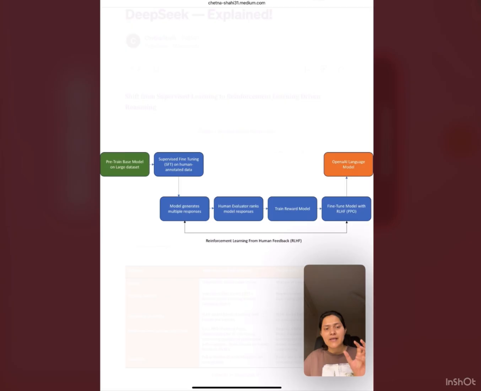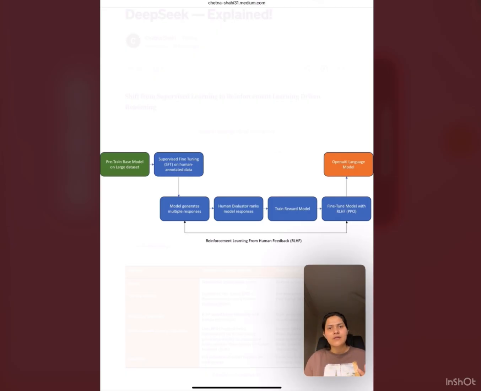Now the SFT model is prepared. When the prompt is passed to that model, the model would generate multiple responses. Each of these responses would be evaluated by humans and would be ranked from best to worst. And this human evaluated data would become the training data for our reward model.